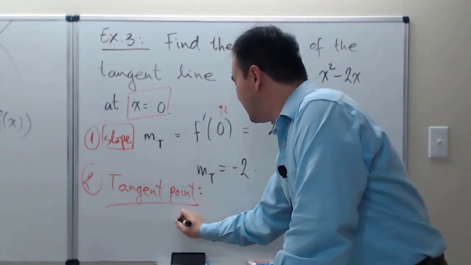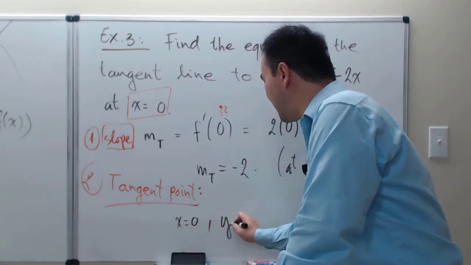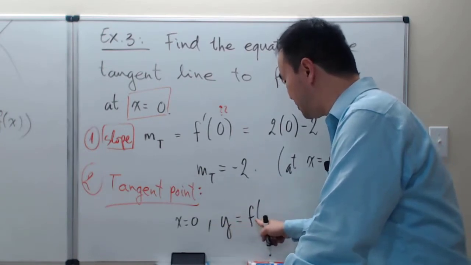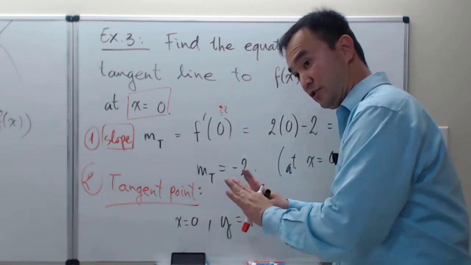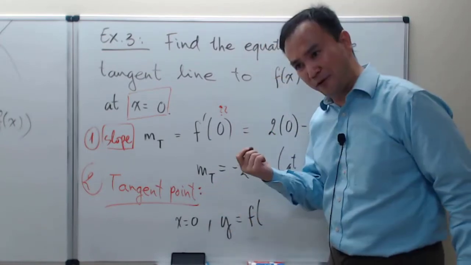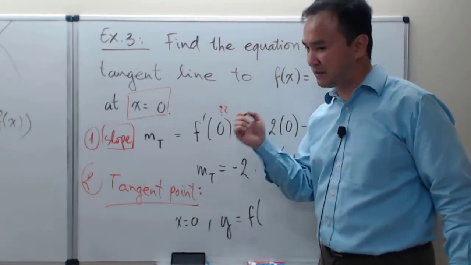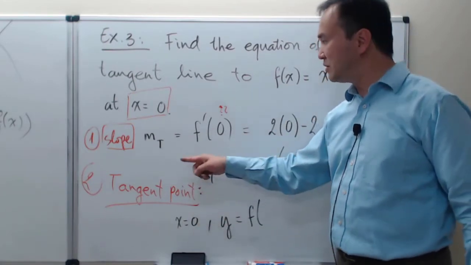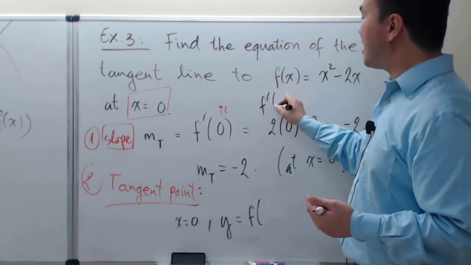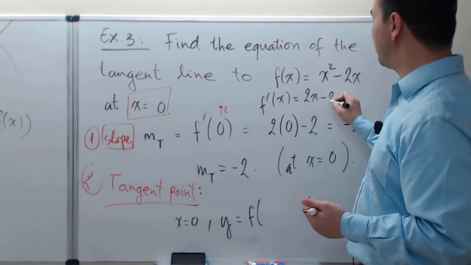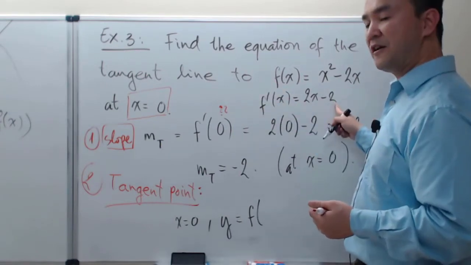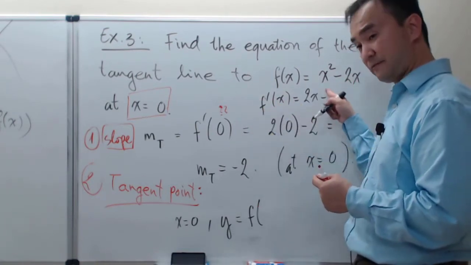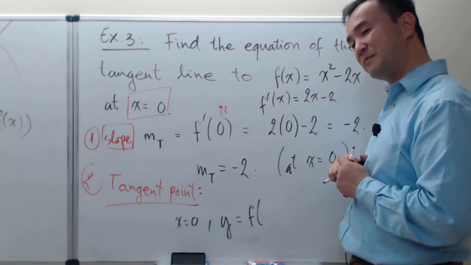So when x equals 0, my y value for the tangent point is the function value. So now I'm going to substitute x equals 0 into the actual function, not the derivative. Trust me, it sounds simple and easy to understand, but eventually someone will mistakenly substitute this value into f prime of x, 2x minus 2, that we found previously. But this is not the original function. This is the derivative.